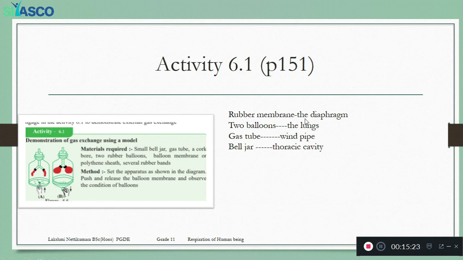Here the rubber membrane acted as the diaphragm, two balloons acted as the lungs. This gas tube is like the windpipe. The bell jar acted as the thoracic cavity. Normally in the exam papers or the test papers, you should be able to compare these parts with the actual respiratory system parts.